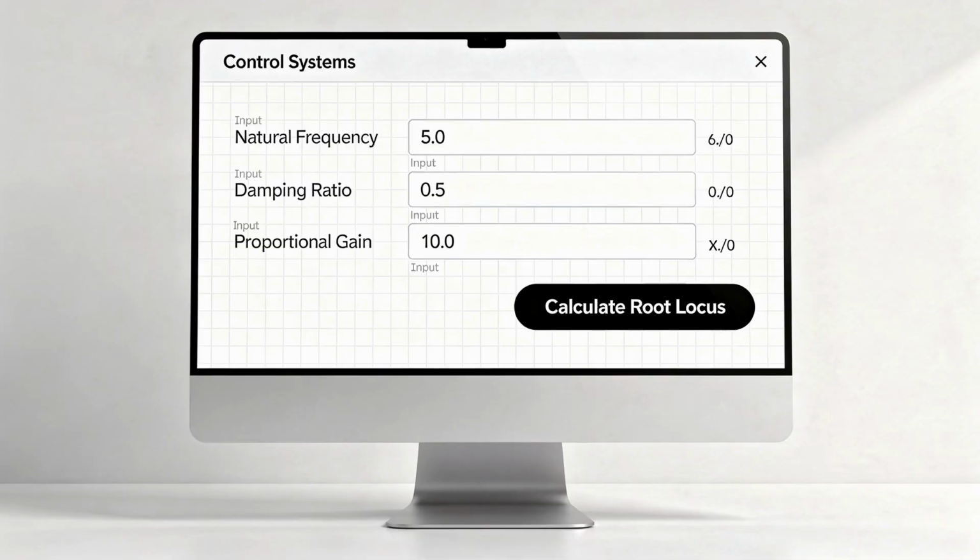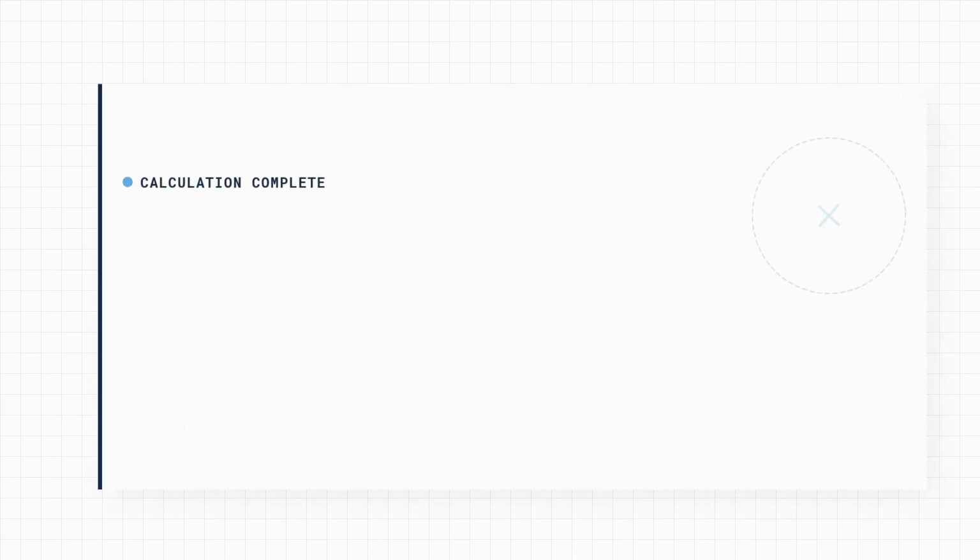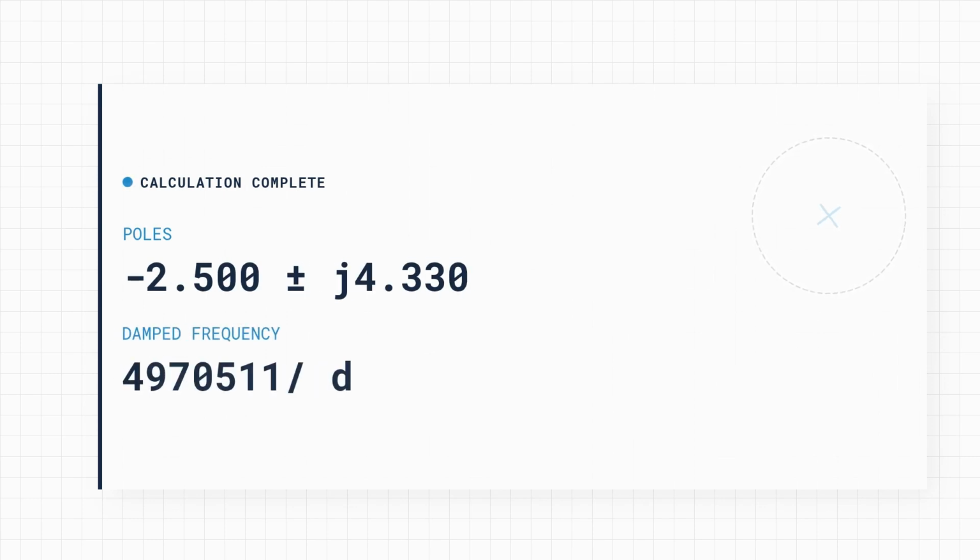Let me demonstrate with specific values. I'll input natural frequency ωn equals 5.0 radians per second, damping ratio ζ equals 0.5, and proportional gain K equals 10.0. After clicking Calculate Root Locus, the primary result shows poles at -2.500 ± j4.330.